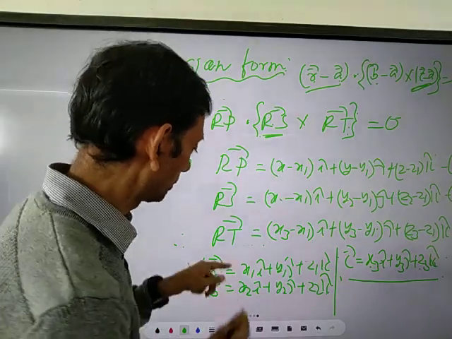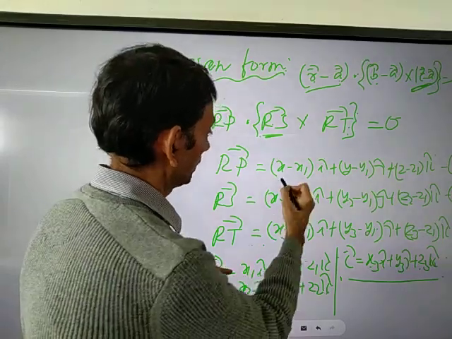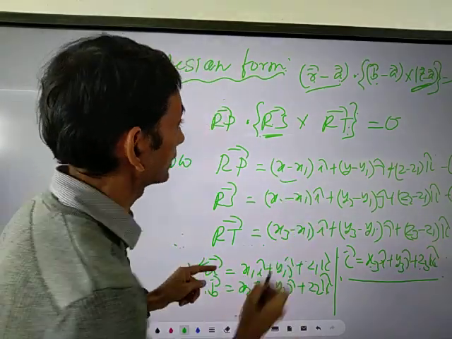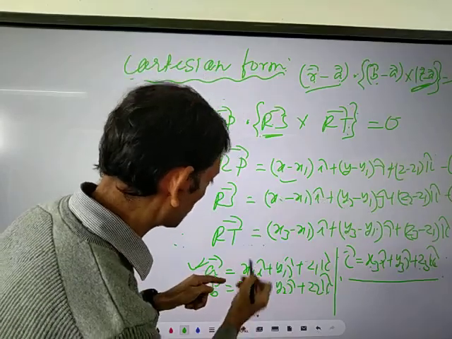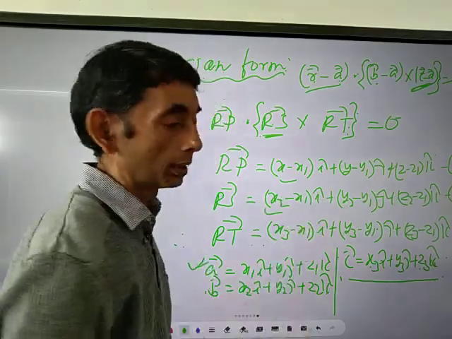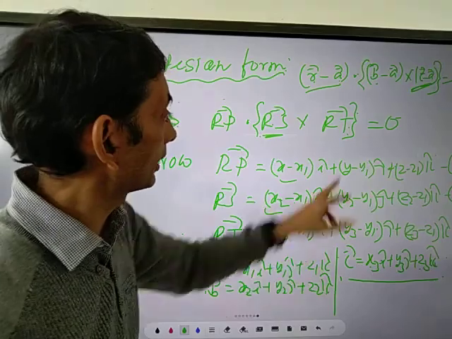R is x, y, z. So the first term is obviously x minus x1. This is done. Then RS. RS means B minus A, and B minus A means x2 minus x1. Similarly, we get the other two terms, and the third term is RT.